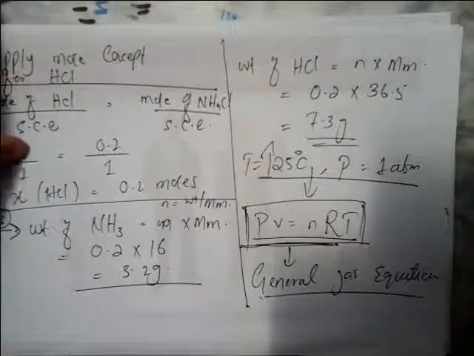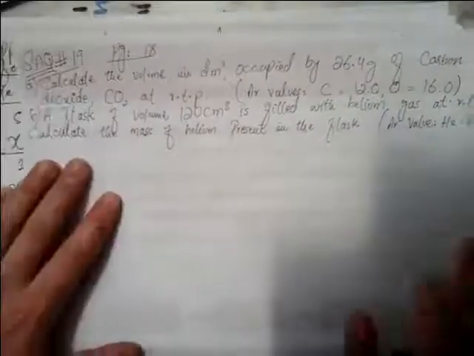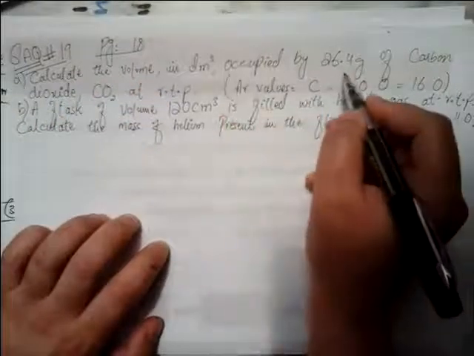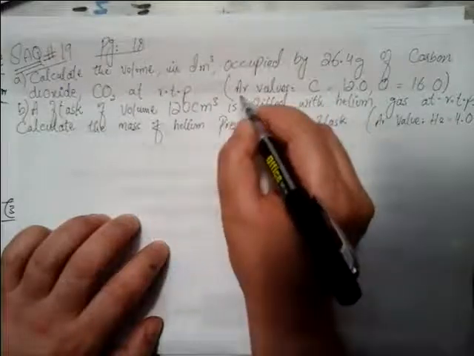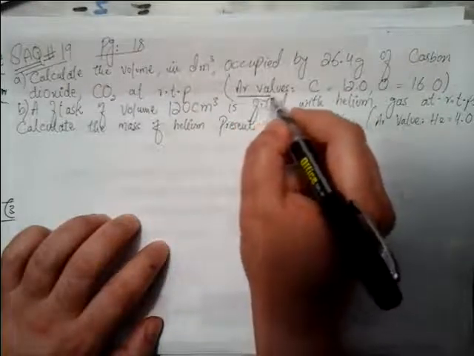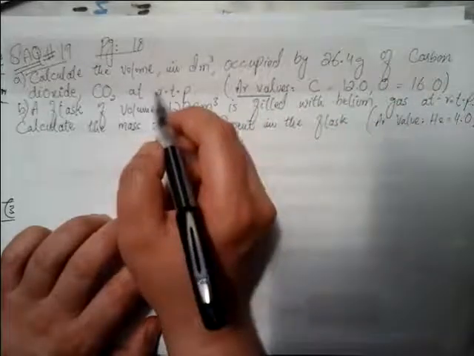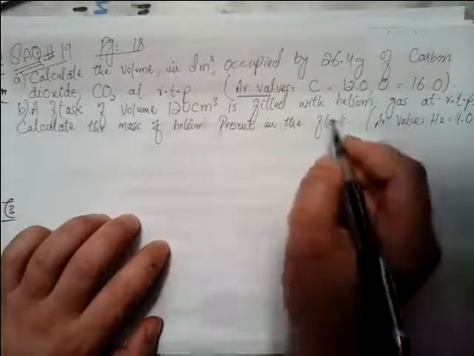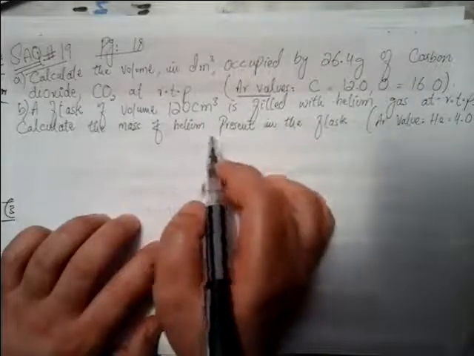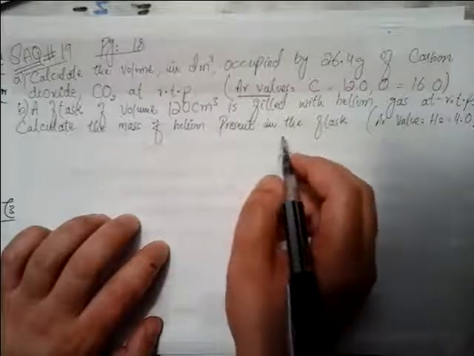So I hope that you have understood the question, and let me give you a homework. Your homework is to calculate the volume in decimeter cube occupied by 26.5 gram of carbon dioxide at RTP. The atomic mass values of carbon is 12 and oxygen is 16. You need to calculate the volume. Part B of this question says that a flask of volume 120 centimeter cube is filled with helium gas at RTP. Calculate the mass of helium present in the flask. So you need to find the mass of helium in the flask.